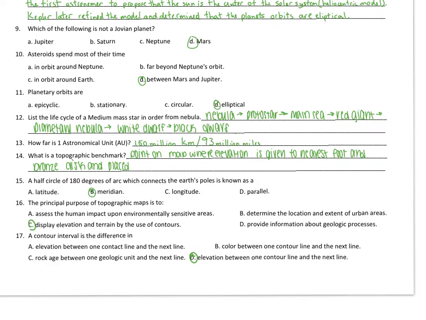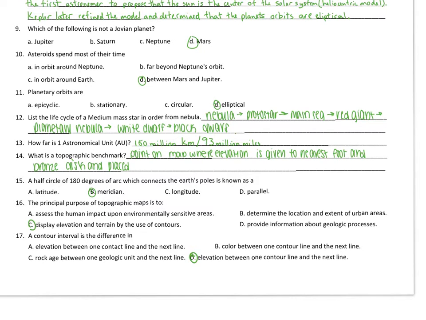Now, which of the following is not a Jovian planet, not a Jupiter-like planet, not one of the big gaseous planets with rings and many moons? Oh, okay, I guess that would only leave us Mars, because Mars is the last of the terrestrial planets, Earth-like planets. You know, the rocky planets that don't have many moons and don't have rings. I think I emphasized that enough.